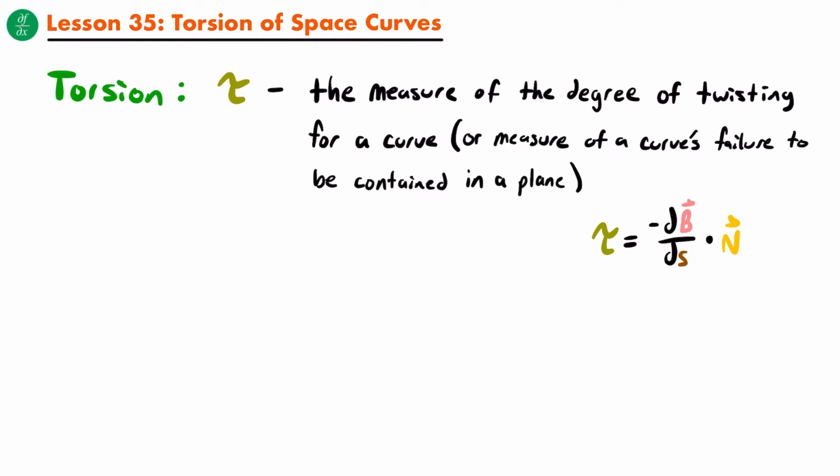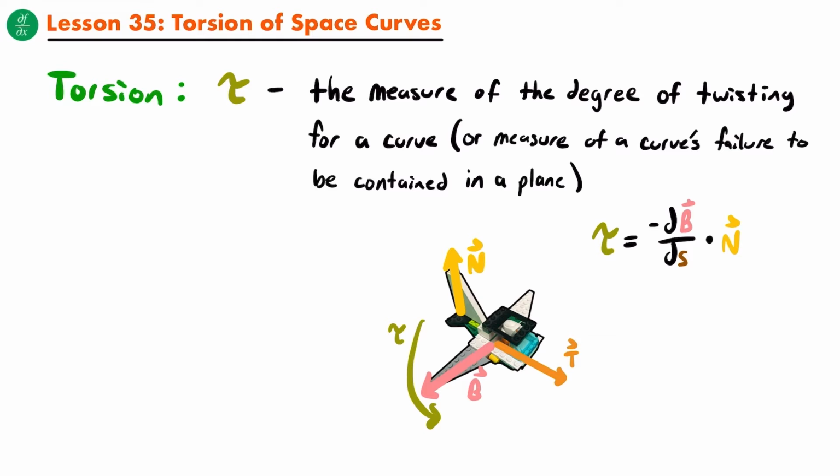That's what's equal to torsion, and it should make sense because the direction of twisting, the unit binormal vector, is related to the direction of turning, which is what the unit normal represents. The unit binormal vector rotates in the direction opposite of the unit normal vector when there is twisting.